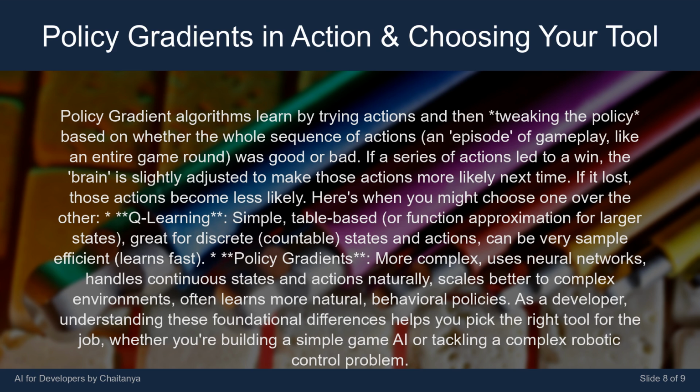Here's when you might choose one over the other. Q-learning. Simple, table-based, or function approximation for larger states. Great for discrete, countable states and actions. Can be very sample efficient. Learns fast. Policy gradients. More complex. Uses neural networks. Handles continuous states and actions naturally. Scales better to complex environments. Often learns more natural, behavioral policies.